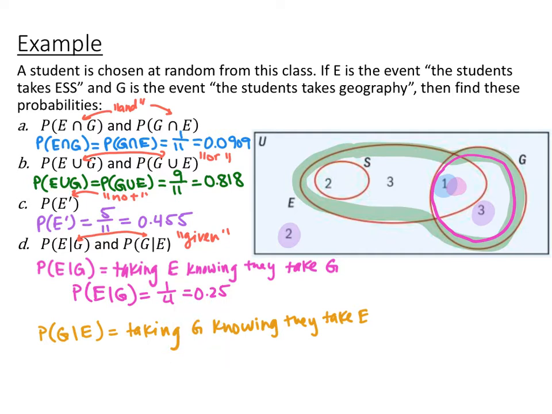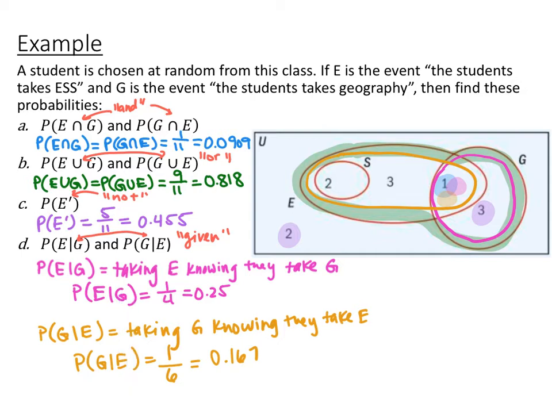So now that we've done that one, if you haven't already done so, go ahead and pause the video and do the probability that they take geography, knowing that they take ESS. So again, we know that they're taking ESS, so we're looking at these 6 students in here, and then we want to know out of these 6 students, what's the probability they're also taking geography? Well, again, it's going to be only that one overlap, so it's going to be 1 out of 6 or 0.167.